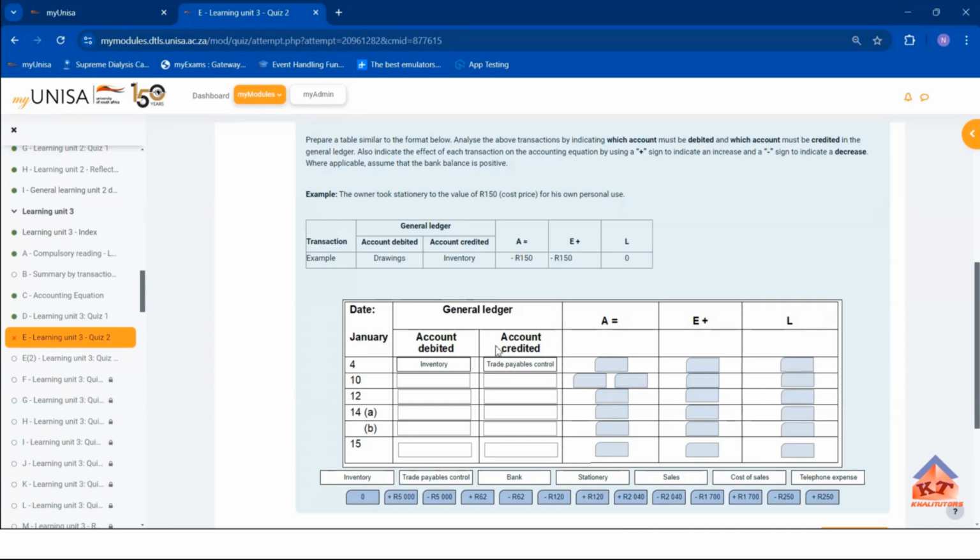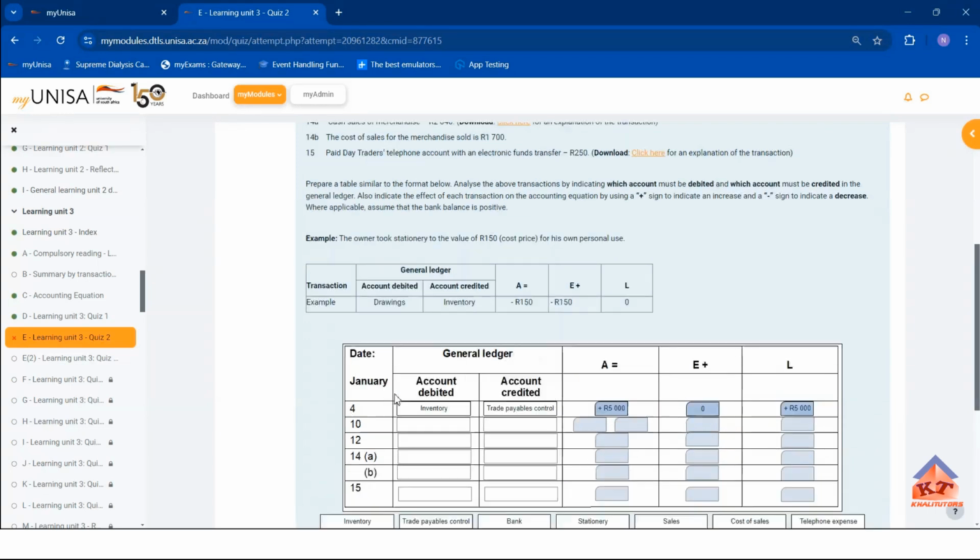Now we know which account must be debited and which account must be credited. The next thing that we're supposed to do is to indicate whether an asset will increase or decrease. We are going to have an increase in terms of assets. We now have more stock in our possession, but we also have an increase in terms of our liabilities. We must pay back the money. Trade payables is a liability. Nothing is going to happen in terms of our equity, so we're basically done with the first transaction. Now let us look at the next transaction.